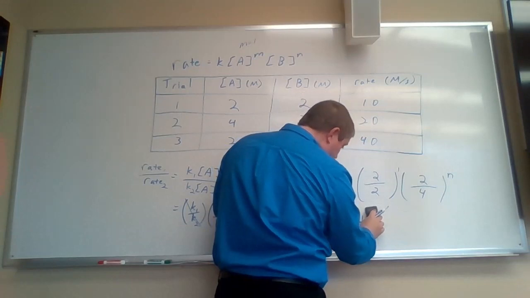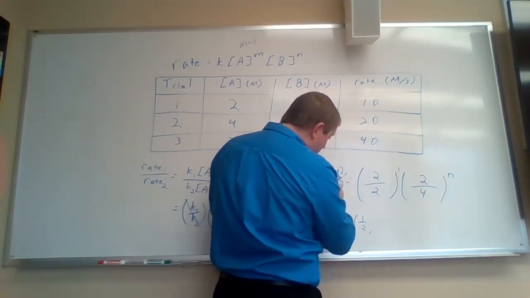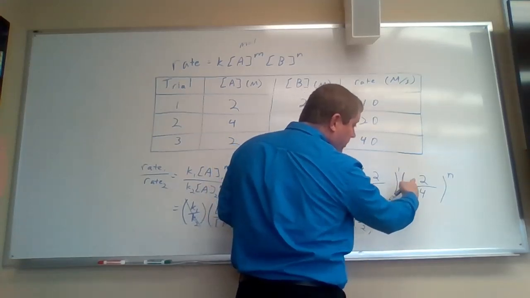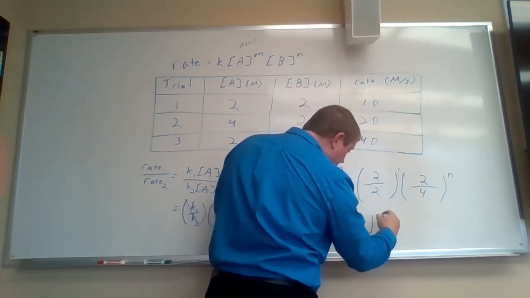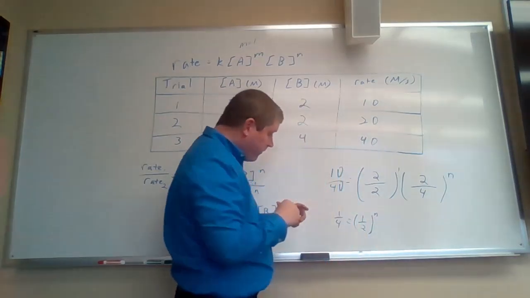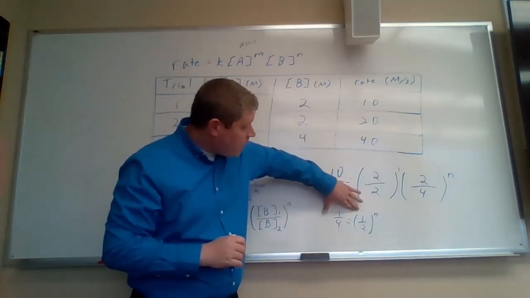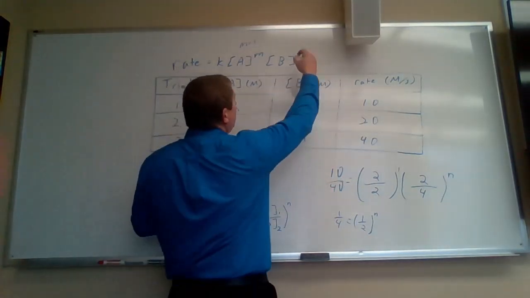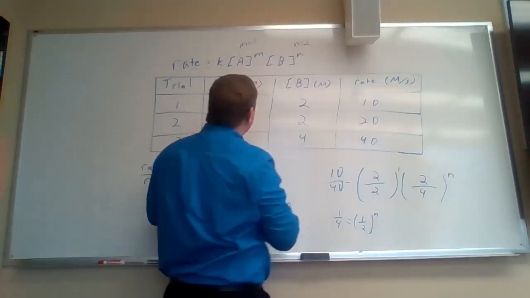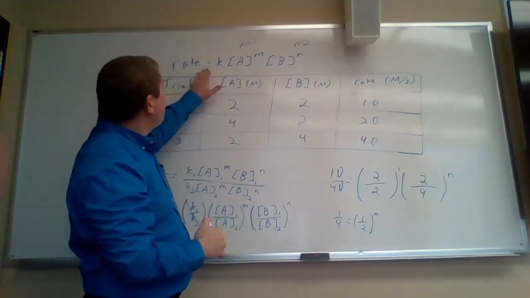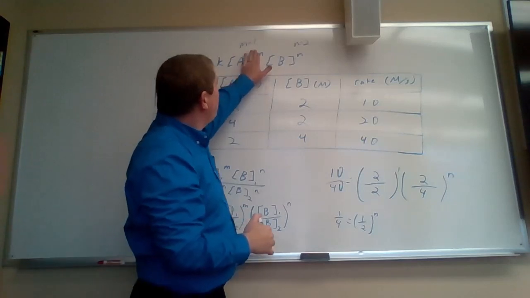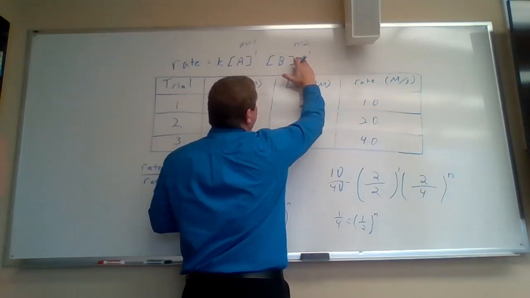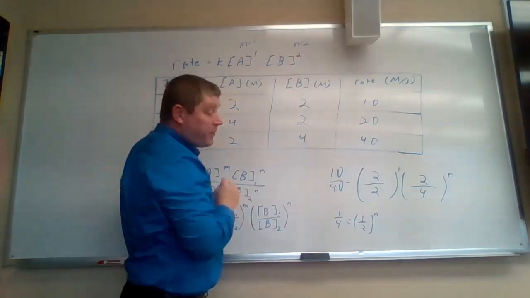So now we have 1 over 4 over here. Our ratio here is still 1 to 2. And now we need to solve for n. So now n is no longer 1, but in this case n is 2. So n equals 2. So now we can rewrite our rate law expression with m replaced with a 1 and n replaced with a 2.